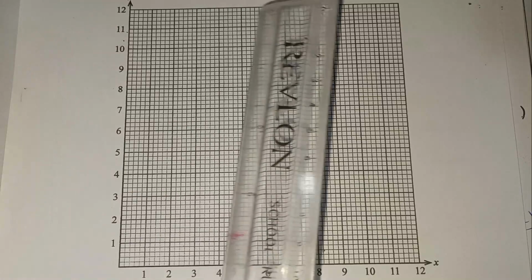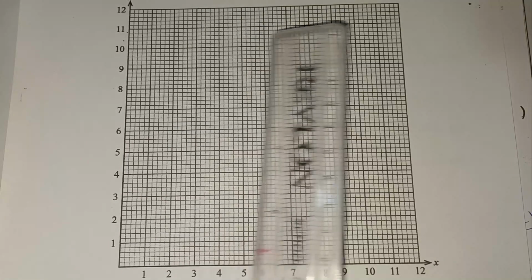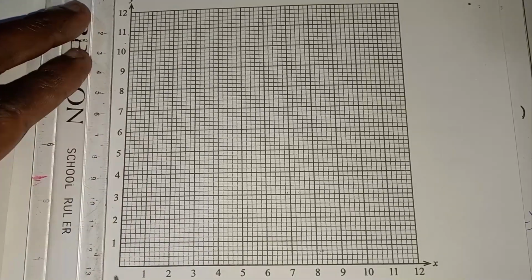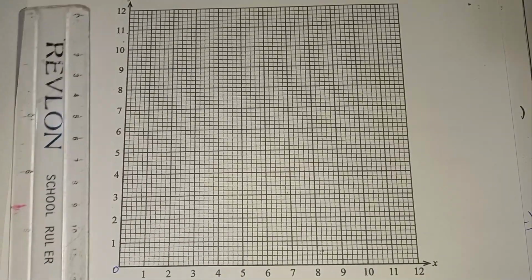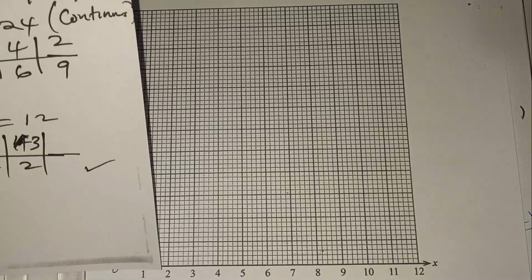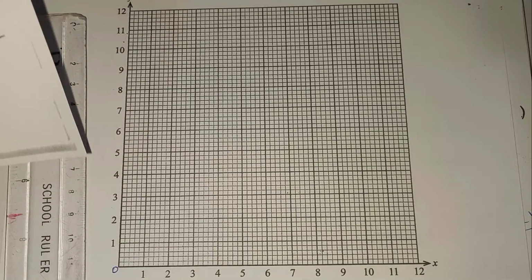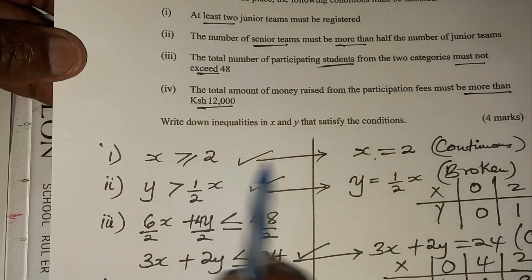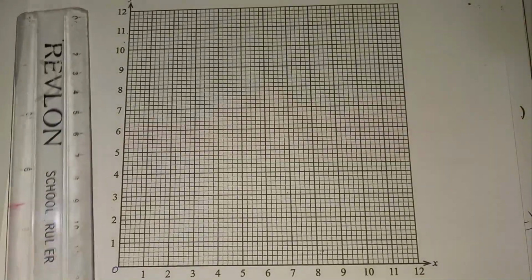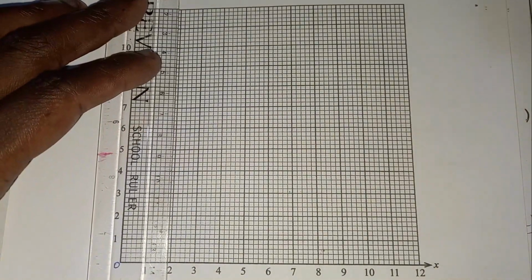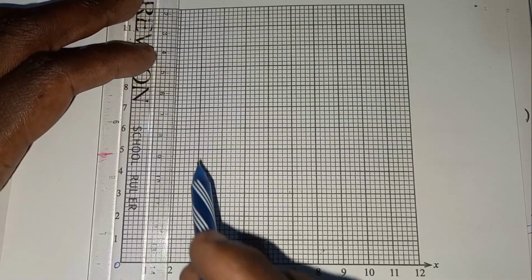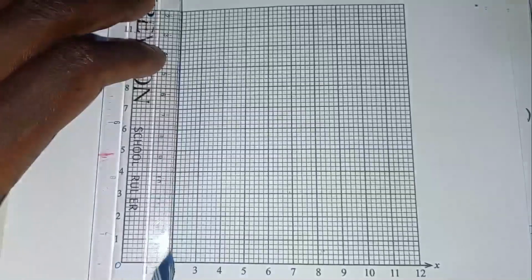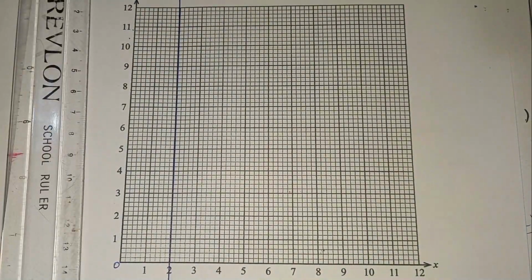So the first one, this one will be the x and the y. Now, it is given there already, so mark is just to plot these. The first one, x is equal to 2, is this line that is here. X is equal to 2. So that is the line, x is equal to 2.